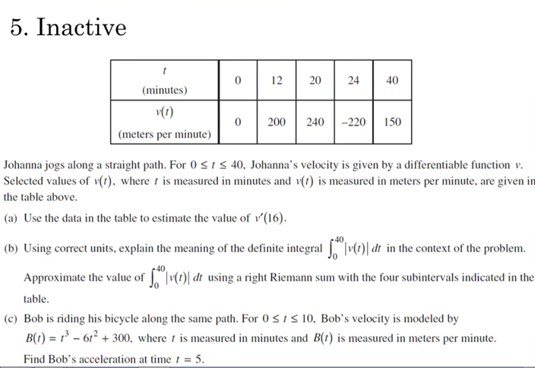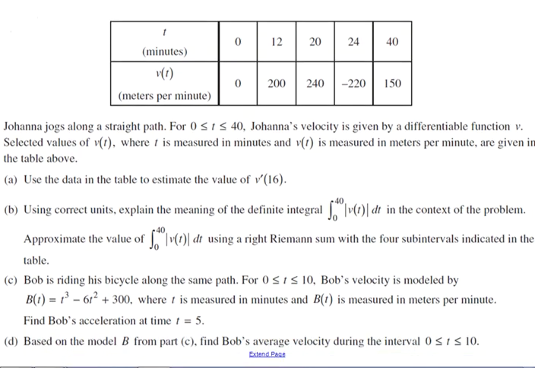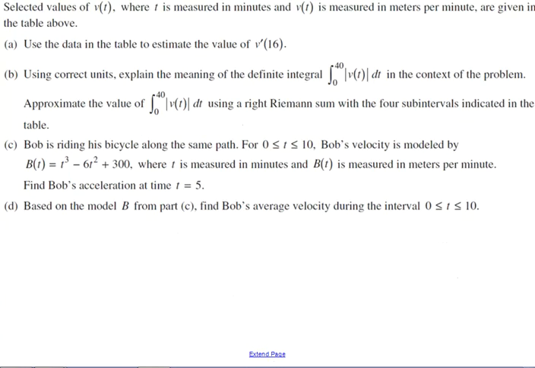Okay, so let's look at part B. Part B says, using correct units, explain the meaning of the definite integral from 0 to 40 of the absolute value of v of t dt in the context of the problem. So let's do that part first. Let's explain what that means. Well, if you integrate velocity, you are accumulating, you're finding either your displacement or your total distance traveled.